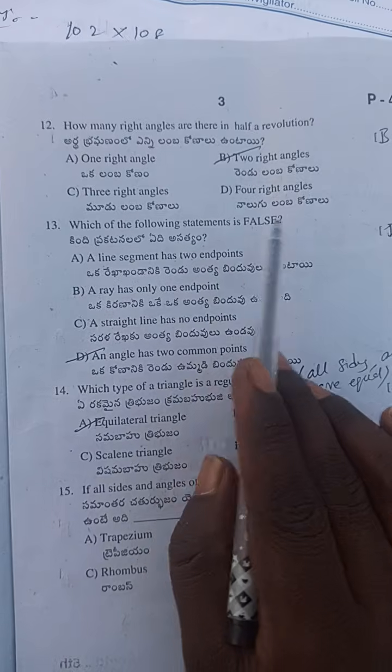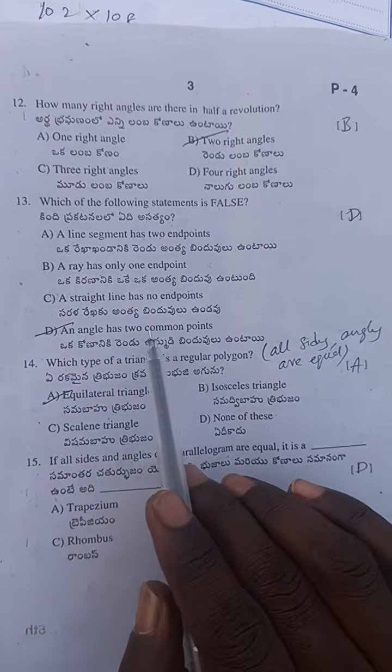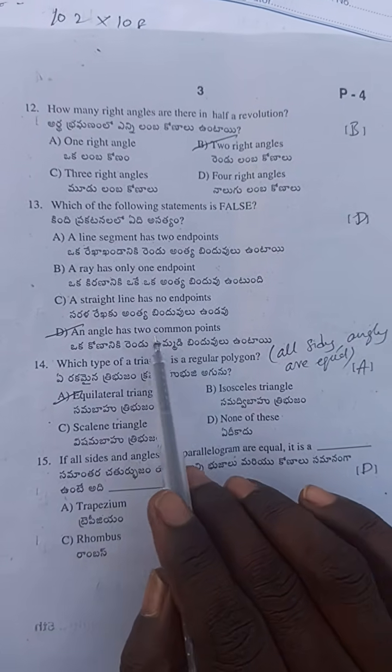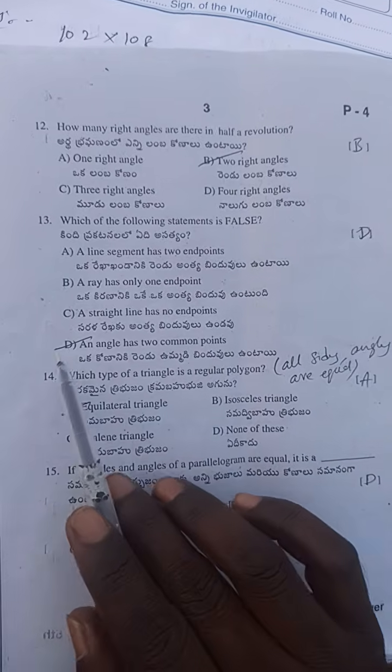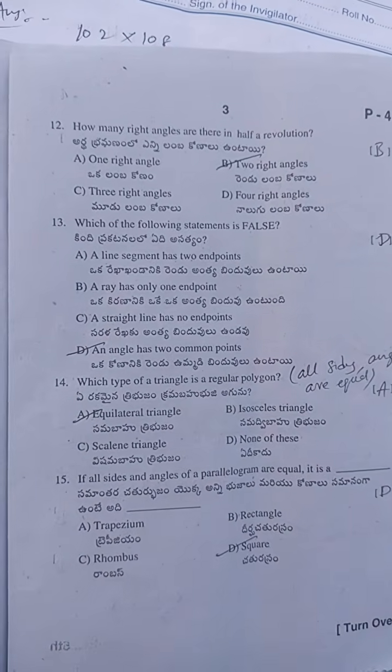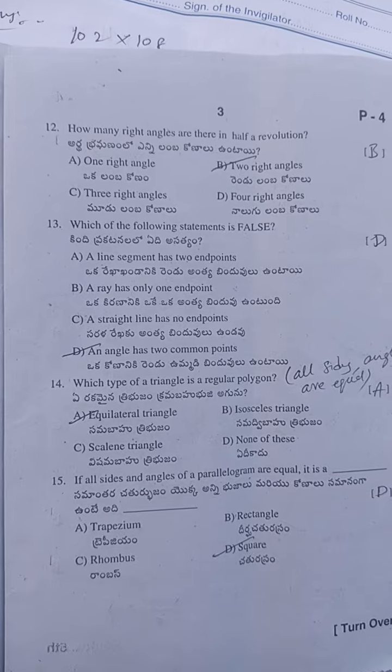Which of the following statements is false? A line has 2 common points. An angle has 2 common points. So what is the option? Wrong. D. So actually an angle has only 1 common point.